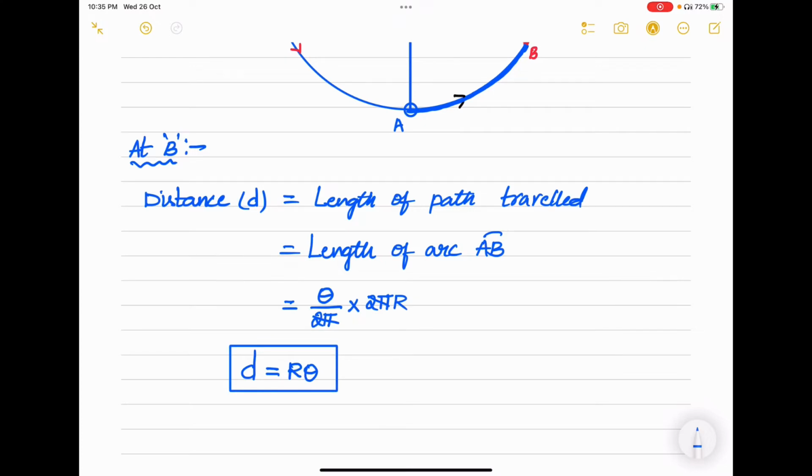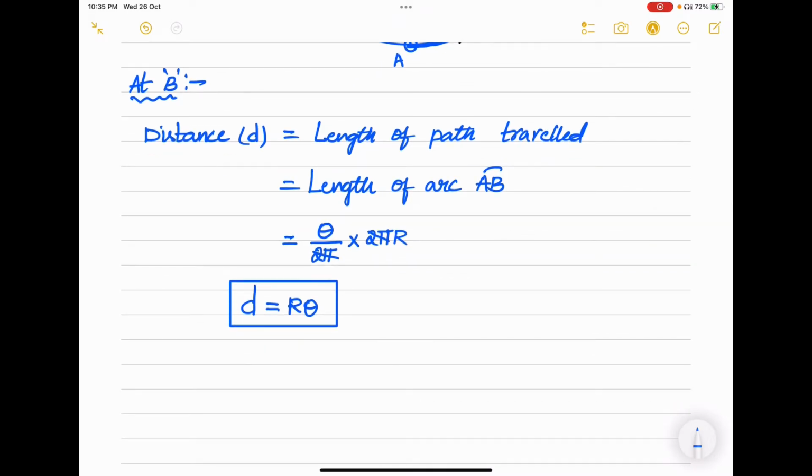The units of this will depend on the radius. If the radius is in centimeters, the distance will be in centimeters. If the radius is in meters, the distance will be in meters. And now assuming the same thing for displacement.